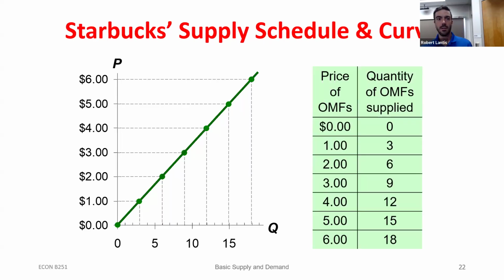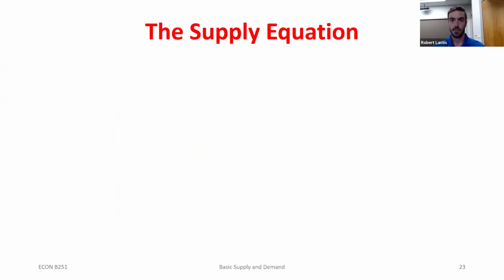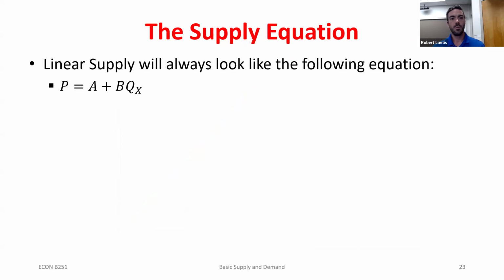So just like with demand, if we have this supply curve, I'm going to have a supply equation. Okay. Now it looks the exact same as our demand equation when we write it out in general form. So remember, y equals mx plus b. That's our typical math, how we would see it in a math course for a linear equation.